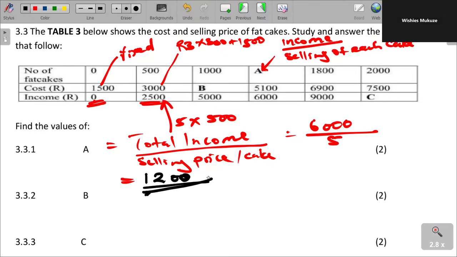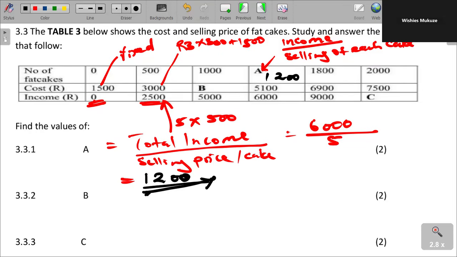1,200 fat cakes were the number of fat cakes here. We can also get this by saying that our cost is the variable cost plus the fixed cost, so this can also be calculated as follows.